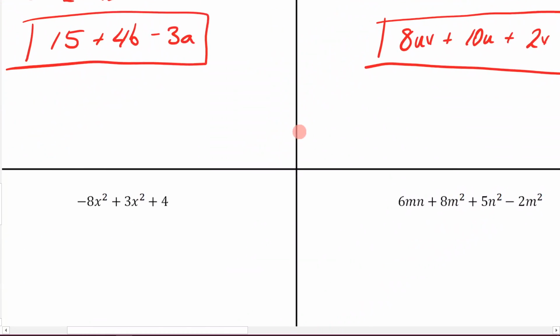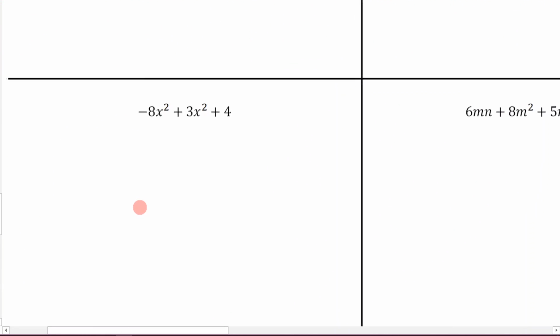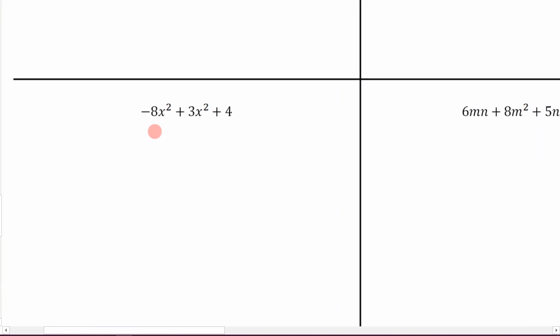Let's now move on to our next one. So as you can see here, I'm not going to use my highlighter now. I'm going to see if I can move through these a bit quicker. I have minus 8x squared plus 3x squared. Well, if I was to add those together, I'm going to end up with minus 5x squared because they're like terms. And then I've got this plus 4 on the end. And that's going to be my answer.